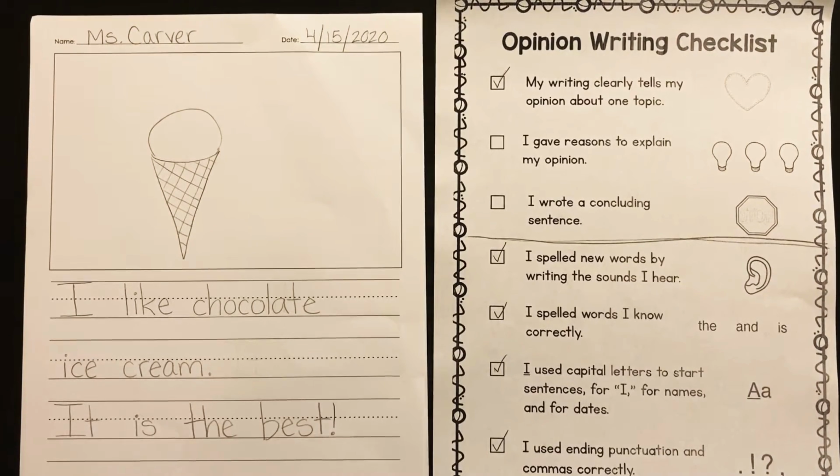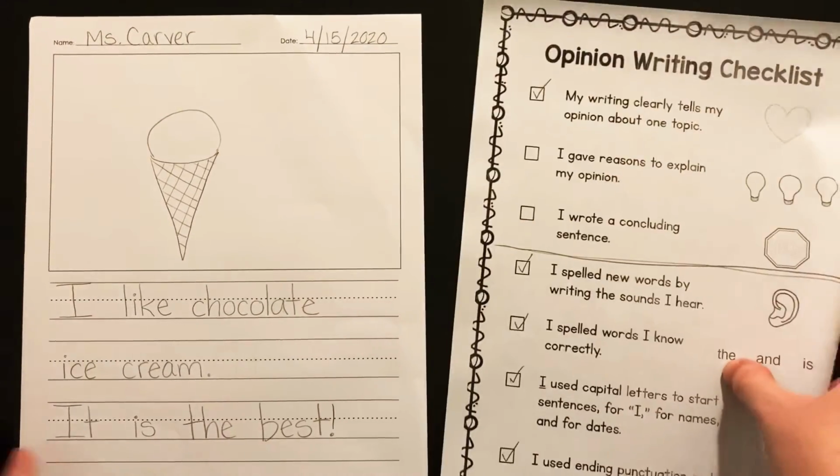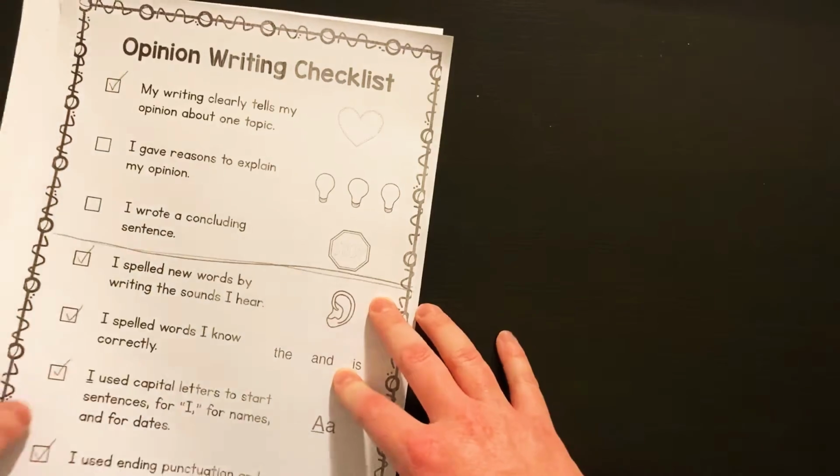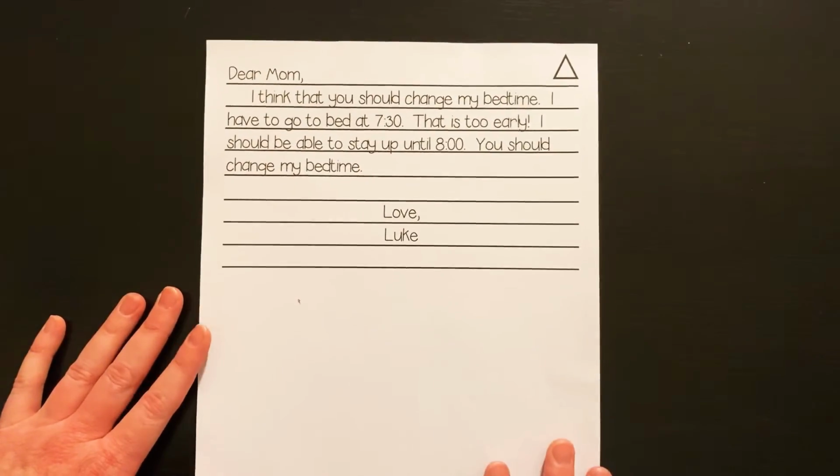Now, I wanted to show you someone else's writing. This is a boy named Luke, and that'll help us think about reasons and what a reason is and how I could use a reason to make my writing better. Okay, this is a letter that Luke wrote to his mom.